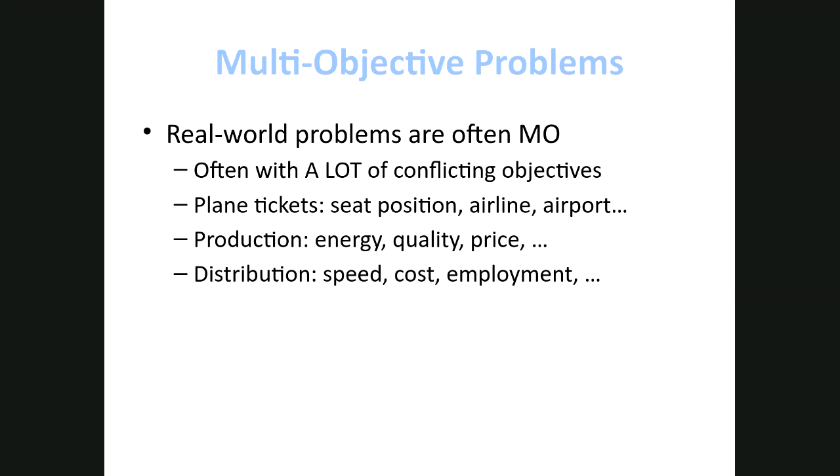And the same goes for distribution, like large-scale distribution of goods. You have speed. You, of course, want to send the goods as fast as possible, but you also don't want to spend a lot. You want to keep employees high and so on. So the real world is multi-objective.